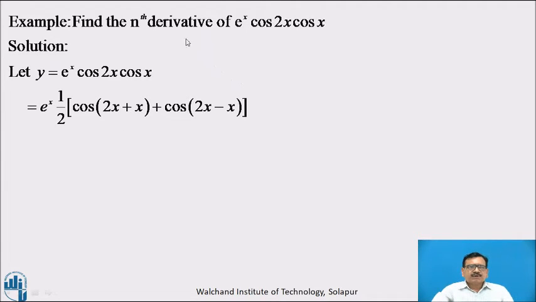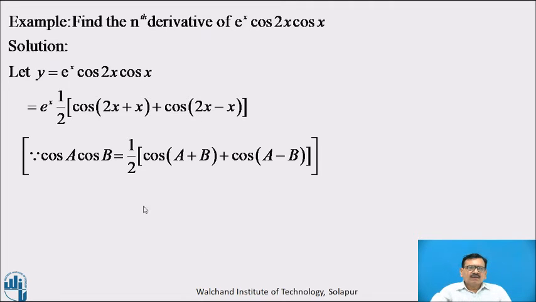Now we will see an example. Find the nth derivative of e raised to x cos 2x into cos x. Let y equal e raised to x cos 2x cos x. We know the formula for e raised to ax cos(bx plus c), but here we have a product of cos 2x into cos x. Therefore, we can write this as e to the power x times 1 by 2 into [cos of (2x plus x) plus cos of (2x minus x)]. Here we are using the relation cos a cos b is equal to 1 by 2 into bracket cos of (a plus b) plus cos of (a minus b).